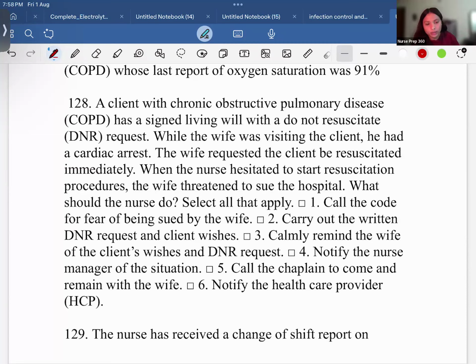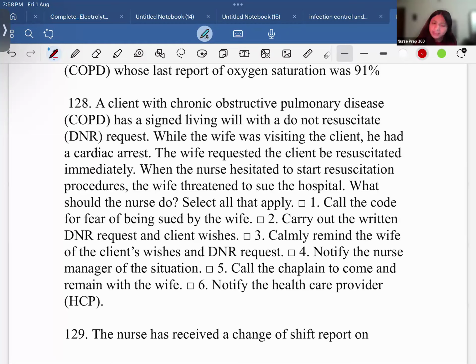Do not say don't worry. Don't worry is not therapeutic. Just say, I understand you are very angry at this moment, but I need to respect the patient's wishes, and this is the patient's wish and it needs to be implemented. This is how you are going to explain this to the family member or the wife. If I had gone for one option, I would have picked this one. It's very therapeutic in nature.